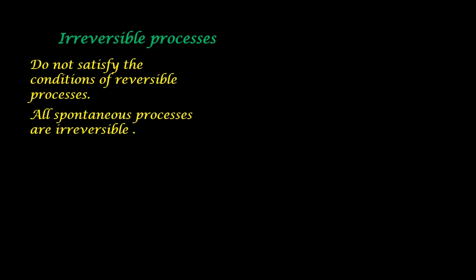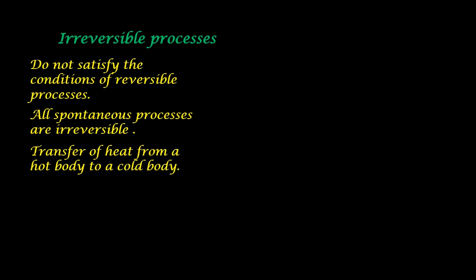Let us see a few examples of irreversible processes. Transfer of heat from a hot body to a cold body. If a hot body and cold body are kept in contact or kept near each other, heat from the hot body will naturally and automatically, that is spontaneously, transfer to the cold body. How long will this proceed? Till the temperature of the two bodies becomes equal. Such processes are irreversible because, for example, this cold body cannot become cold again all by itself.